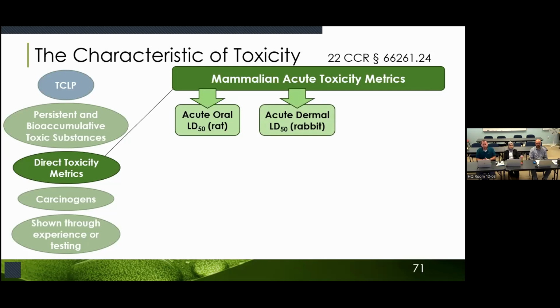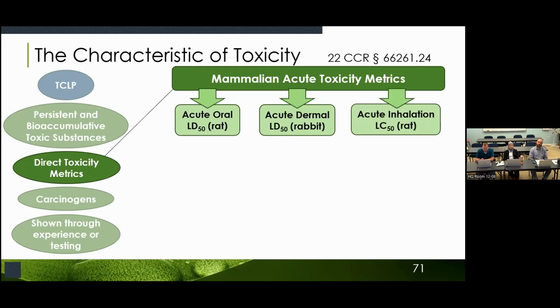The last of the mammalian acute toxicity measures is the acute inhalation LC50 for gases and vapors. This is another test done on rats, and it is the concentration in air that kills half the population in a specified time period.